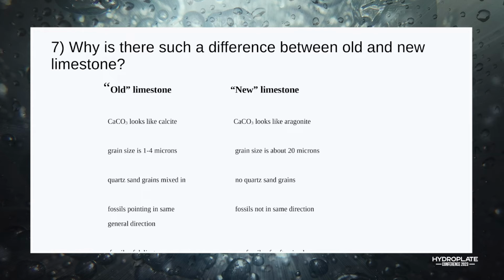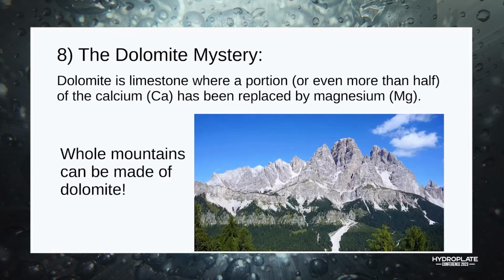In the new limestone, we find that the calcium carbonate looks more like aragonite. If you look at it under the microscope, it has that crystal shape. Grain size is larger. There's no quartz sand grains mixed in, fossils not in the same direction, and there's no soft-bodied animal fossils. 8 is the dolomite mystery.